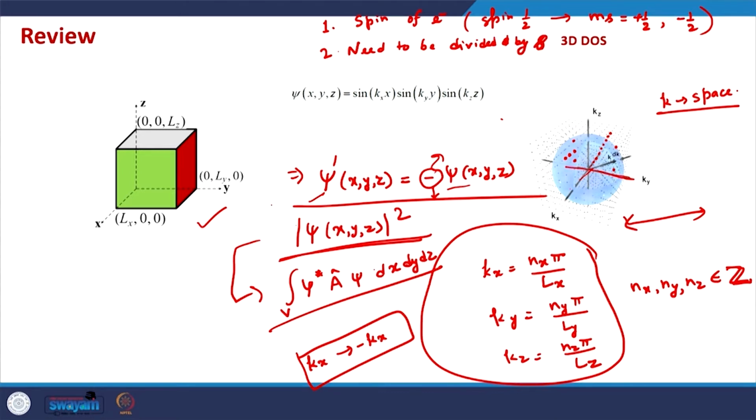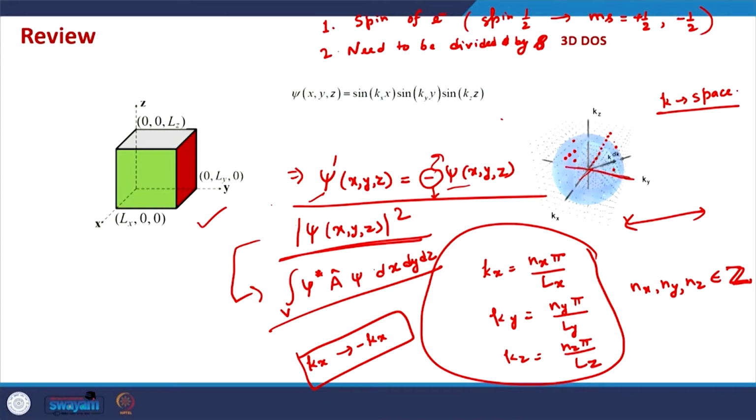So, if we calculate all k points, we need to multiply by a factor of 2 because we need to incorporate electronic spin, but we also need to divide by 8 because all k point combinations in all octants are essentially similar to each other. They essentially correspond to the same electrons. Okay. So, all the distinct electronic states are present in one octant of this kx, ky, kz space. Now, with these 2 points in mind, we are in a situation to calculate the distinct number of electronic states in a 3D system.